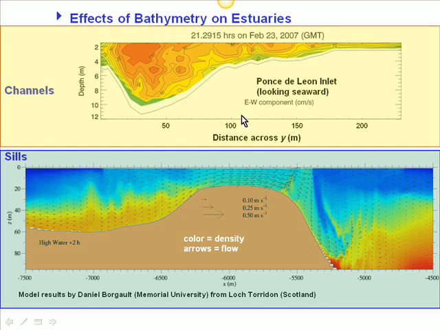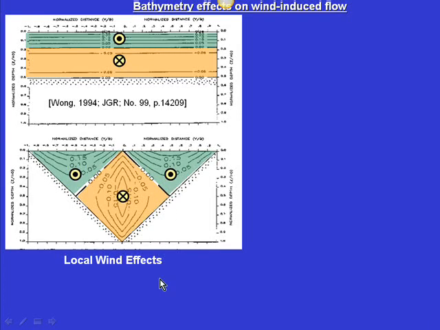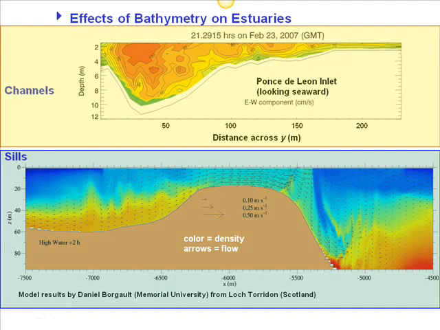And then after that, we'll talk about effects of bathymetry, but along the estuary. So when we talk about channels, those are bathymetric effects that cause lateral variations in the flows. And then longitudinal changes of bathymetry, like sills, produce changes in the along-estuary dynamics. So let's start with the effects of channels, and we'll spend a good amount of time on them first, and then we'll talk a little bit about the effects of sills.